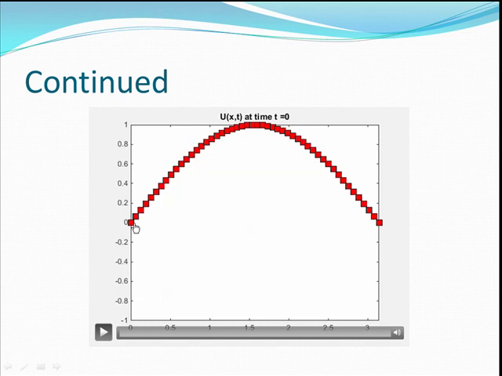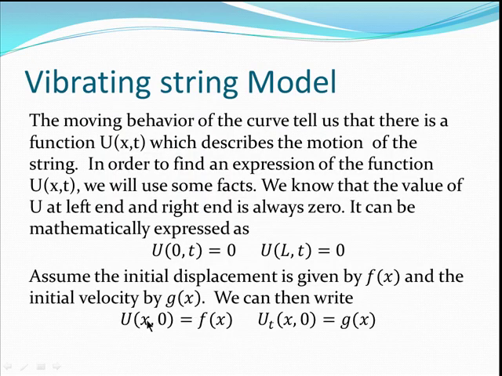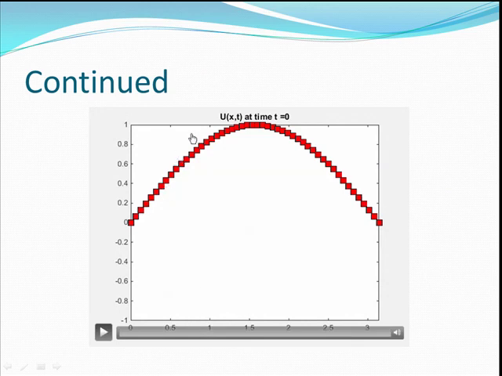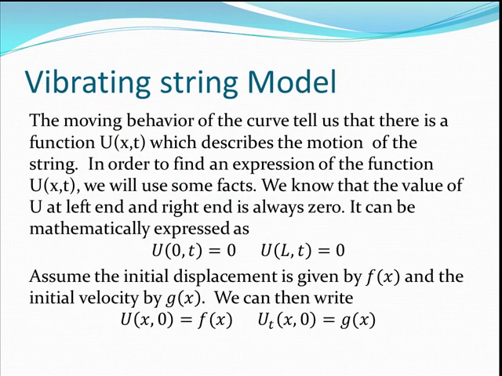This is the initial displacement of the curve. If this initial displacement is represented by f of x, then we will write u at all values x and at time t is equal to 0 is f of x. And if we apply certain force on this string in the upward direction or in the downward direction, then that force may also be considered. That force may be considered as the initial velocity u_t, meaning the derivative of u with respect to time at time t is equal to 0. Assume that is g of x.